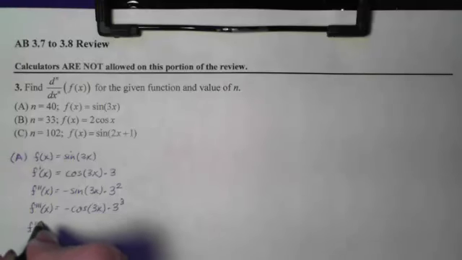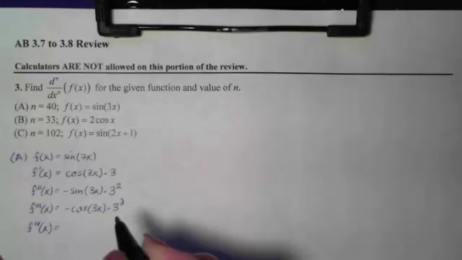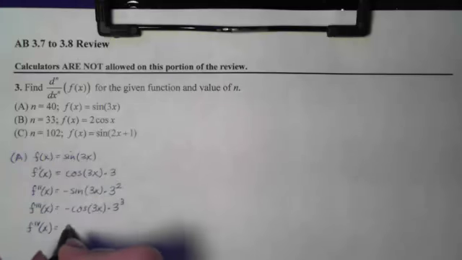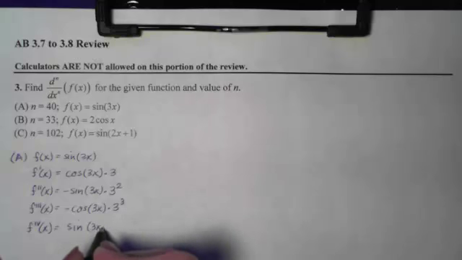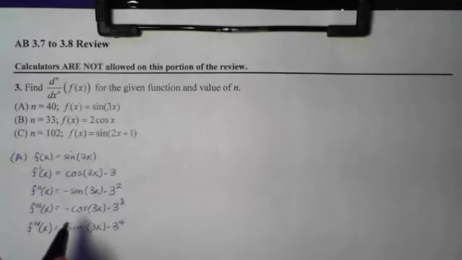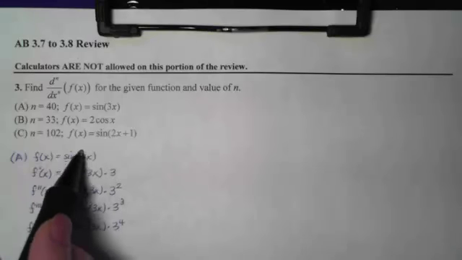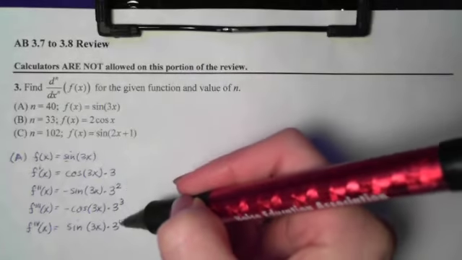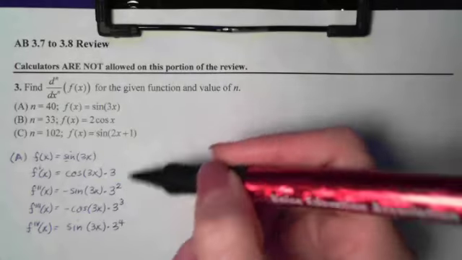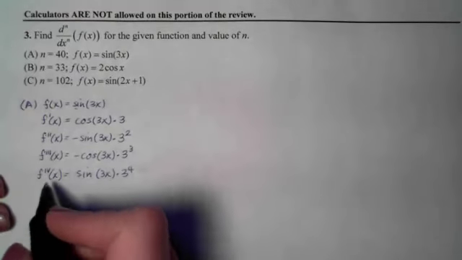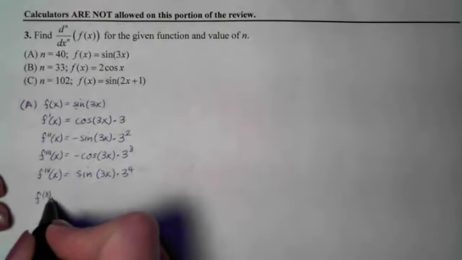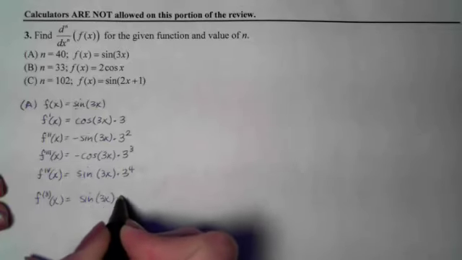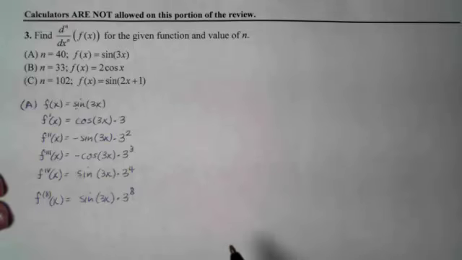My fourth derivative, here's where the pattern starts to come into play. When I take the derivative of negative cosine, I get sine yet again. So notice that on my fourth derivative, I wrapped back to the same original function that I had, but what's additional is this chain rule accumulation at the back. So that means my eighth derivative would be the same thing, sine of 3x, and I would accumulate 8 multiples of 3.